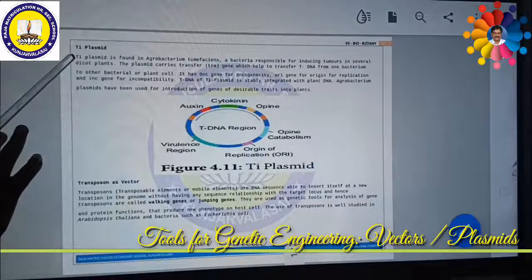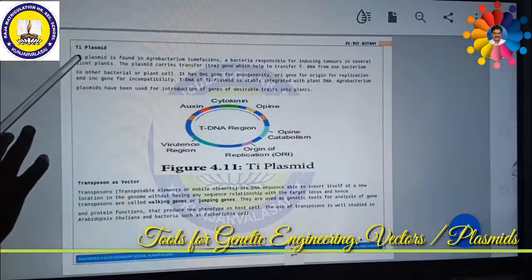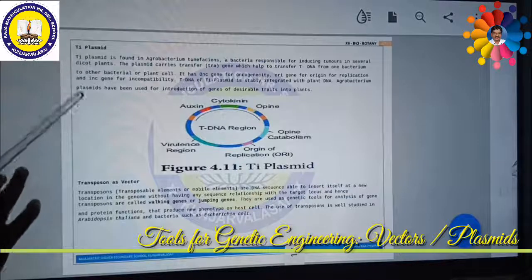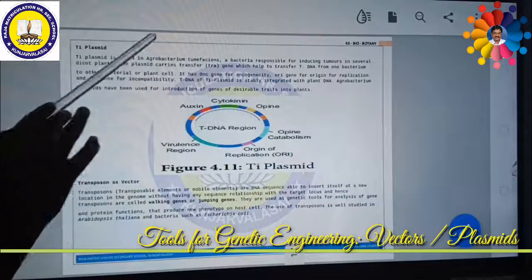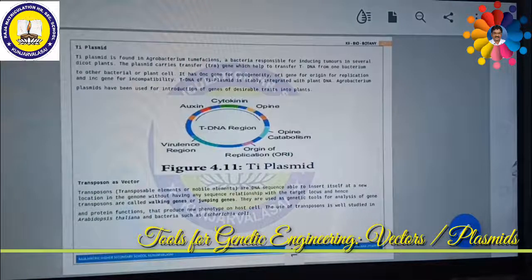That is why this plasmid is also called the Ti plasmid, tumor inducing plasmid. This is available in a bacteria called Agrobacterium tumefaciens. This bacteria is responsible for a lot of genetic engineering. I mean, natural genetic engineering may occur with the help of Agrobacterium tumefaciens. It can also cause tumors or cancer in several dicot plants.